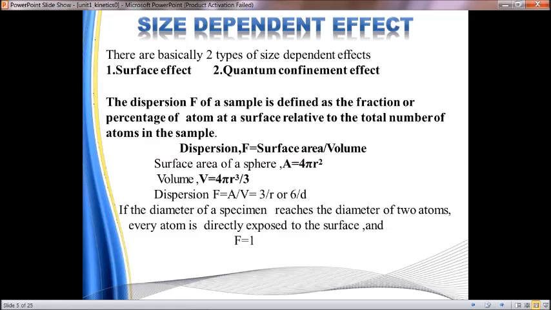In this, a special case is there: if the diameter of the specimen reaches the diameter of two atoms, every atom is directly exposed to the surface. You can imagine that if the diameter of the specimen reaches the diameter of two atoms, then every atom is exposed to the surface. Like a container filled with water, the water particles are exposed to the atmosphere. So like that, every atom is directly exposed to the surface, and so here the dispersion is taken as 1.